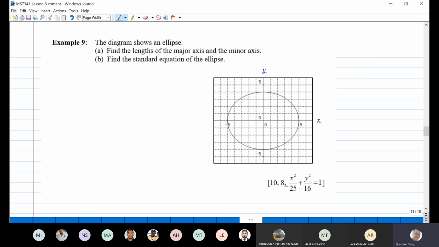Okay, so we come to this example. Example 9. Look at this diagram.